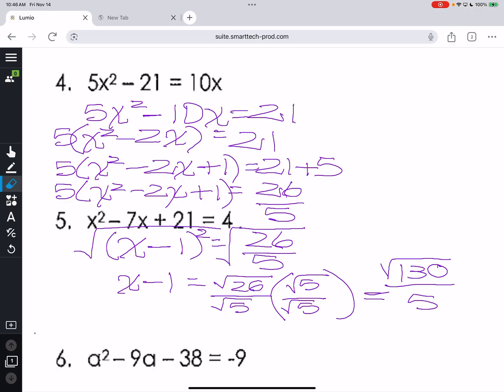Okay? So, and I can put a plus minus here. Now, what do we have to move? The minus 1, and it comes over as a plus 1, positive 1.